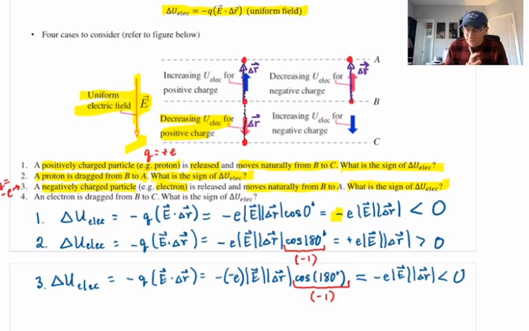All right, I'm going to let you try to figure out the last case for yourself. Suppose we take an electron and we drag it from B to C. It's not going to do it naturally, so we'll have to drag it from B to C. What's the sign of delta U electric in that case? It's not homework, it's not class engagement. Just think about it and see if you can figure it out, okay?